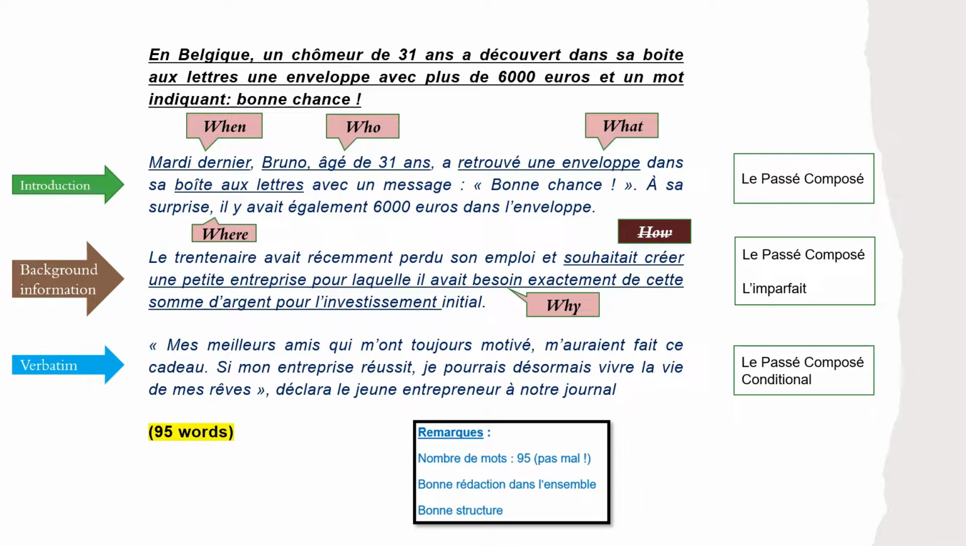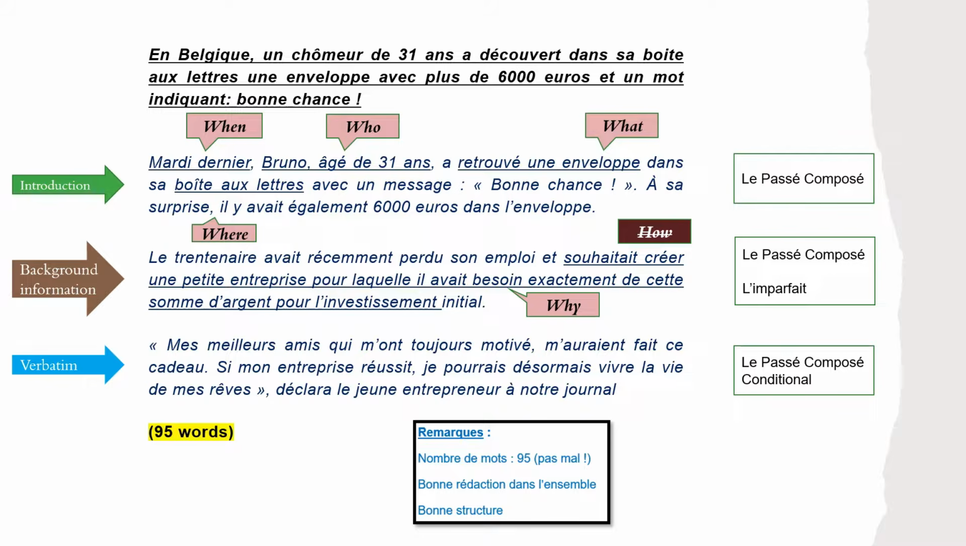In this case, there is a person 31 years old from Belgium who is unemployed and who was able to find 6,000 euros in his letterbox outside his house. And along with the cash, he also found a message which says, "Good luck." So that's it. This is the situation that we have, and now we have to think about a story.